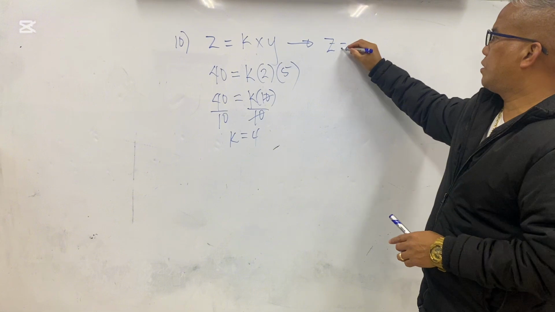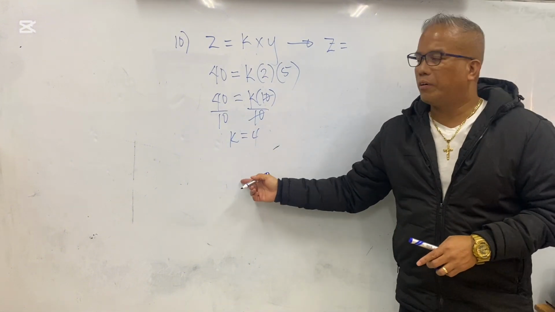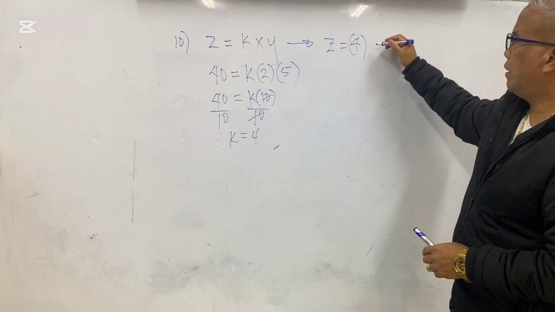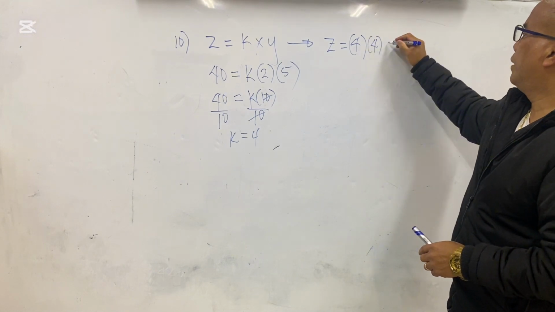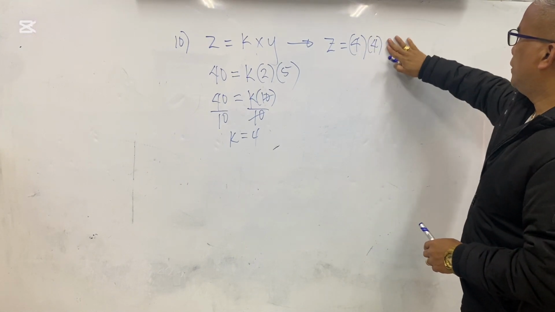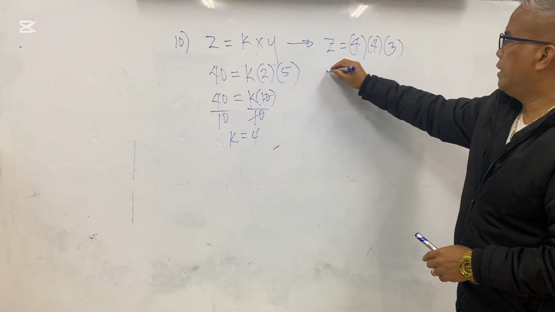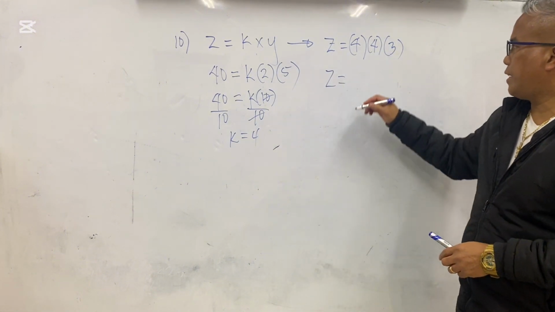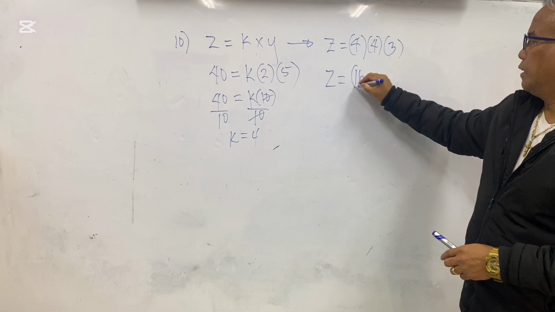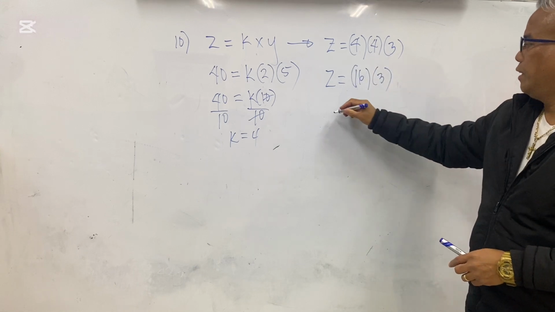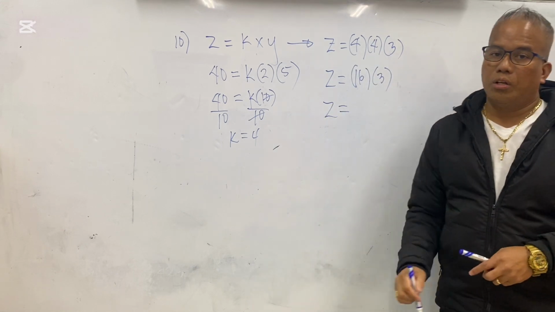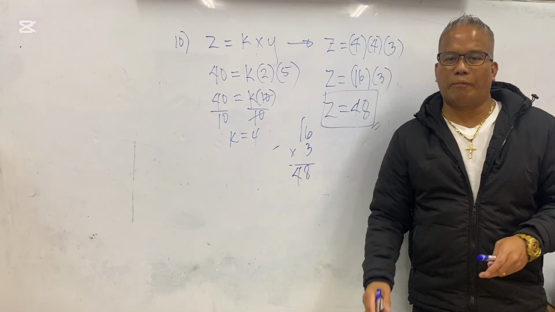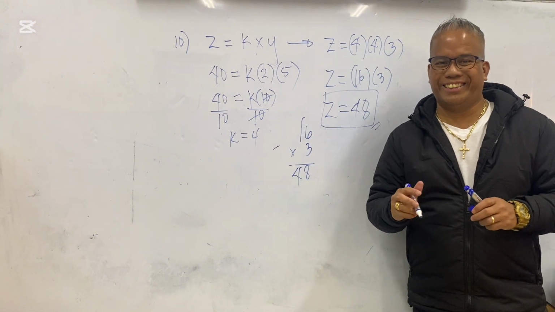So z is equal to, the value of k is 4, substitute. Then x is equal to 4, then y is equal to 3. Then z is equal to 4 times 4 equals 16, times 3. Then z equals, we will multiply 16 times 3. The final answer is 48.